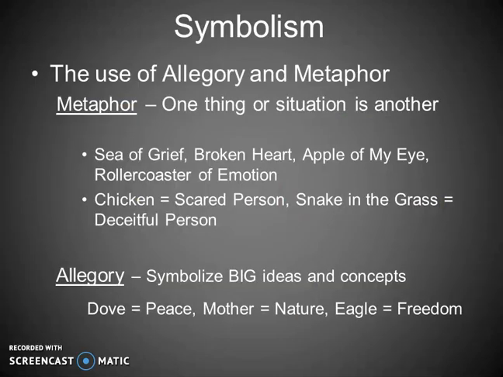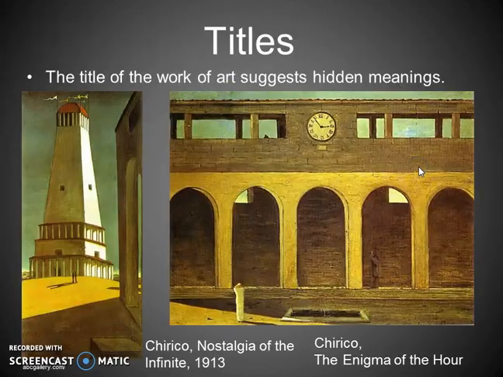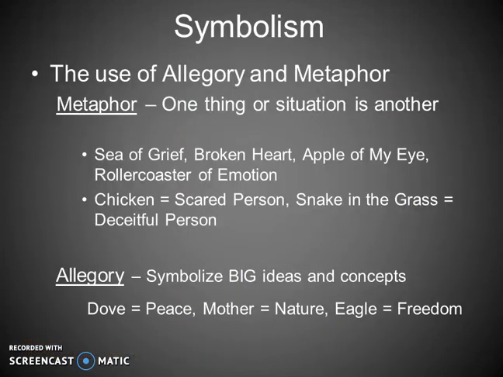Symbolism is a little bit more challenging to think about. Really just thinking about allegories and metaphors. So you can see some of the examples I have here, like a sea of grief or a broken heart, apple of my eye. Those are some ideas of metaphor, and allegory was really just thinking about how you can use symbols to express big ideas or concepts, like a dove equaling peace, an eagle equaling freedom, mother equaling nature.